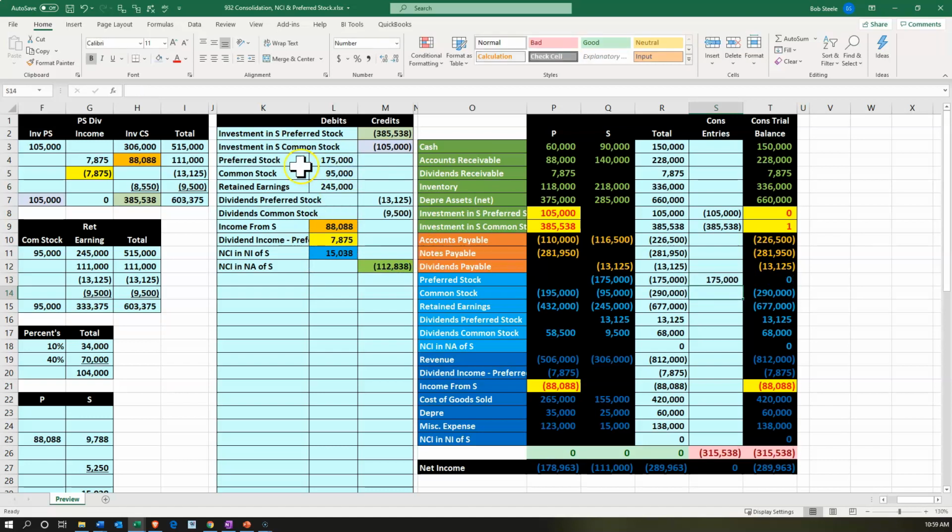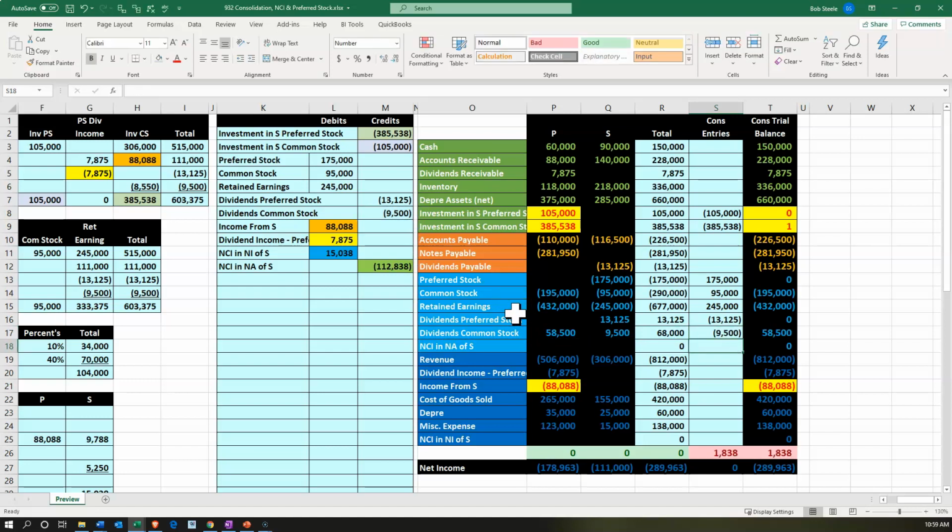Then we've got the common stock. So the common stock, these are bringing the S's portion of basically the retained earnings stuff down, leaving us in essence with the parent portion. Then we're going to be bringing down the retained earnings. Let's pull that one over here. Then we've got the dividends on the preferred stock. Next, we have the dividends on the common stock.